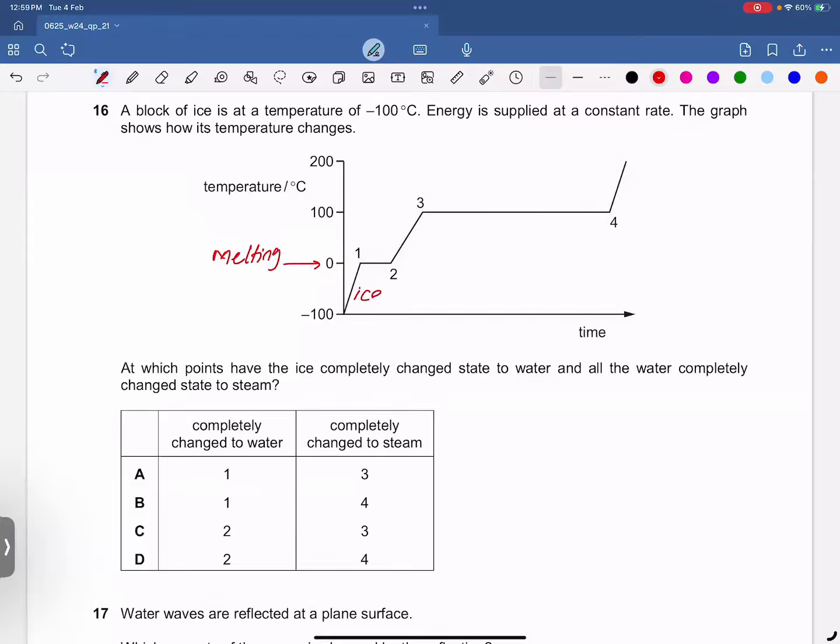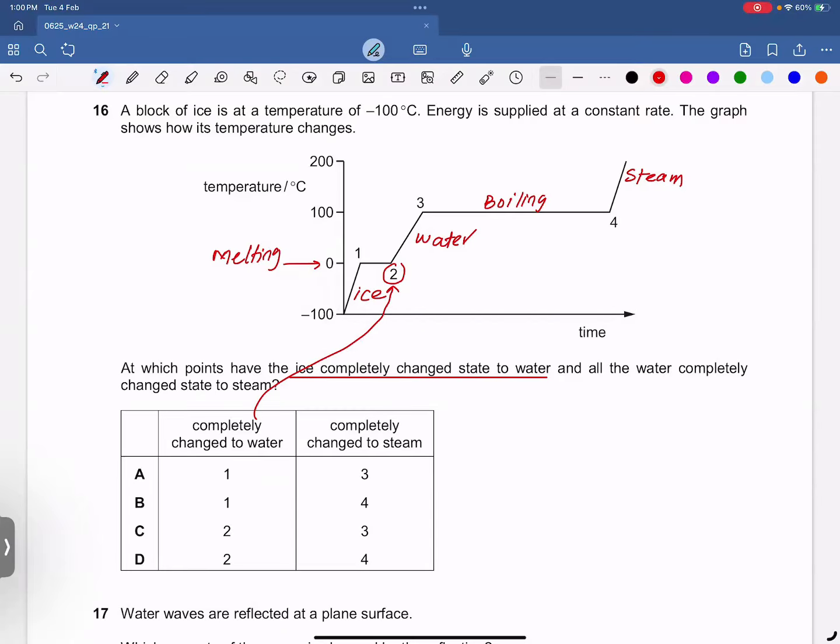Here was only ice, here was water, and here boiling. After boiling, it changes into steam. So at which points have the ice completely changed state to water? This is at end of boiling, at end of melting. So at end of melting, it's option like 2. Okay, so completely change is at 2.